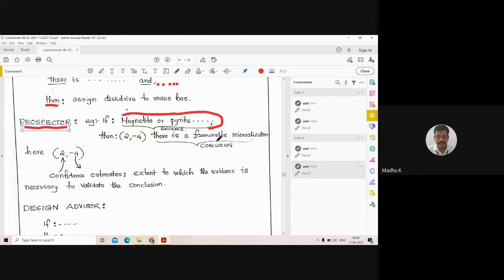Here additionally there is a term, 2 minus 4. What does it indicate? It indicates the confidence estimate, the extent to which the evidence is necessary to validate the conclusion. It is called a confidence estimate, and it is used to validate the conclusion. So this is about the Prospector rules.